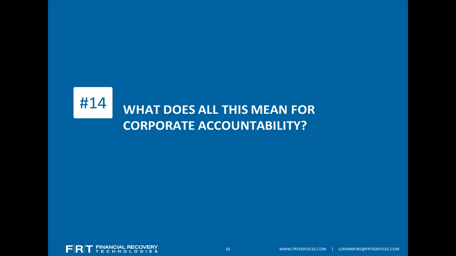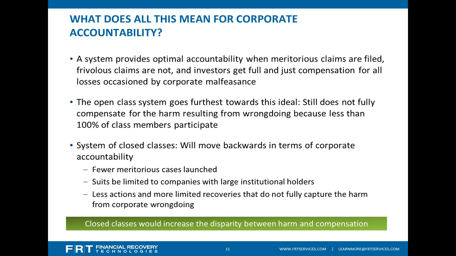So what does all this mean for corporate accountability? A legal system provides optimal accountability when meritorious claims get filed, frivolous claims don't, and investors get full compensation for all harm occasioned by corporate wrongdoing. The open class action system goes farthest towards this ideal. If we return to a system of closed classes, we'll move backwards in terms of corporate accountability. We already have a system that does not capture the full harm from corporate wrongdoing.